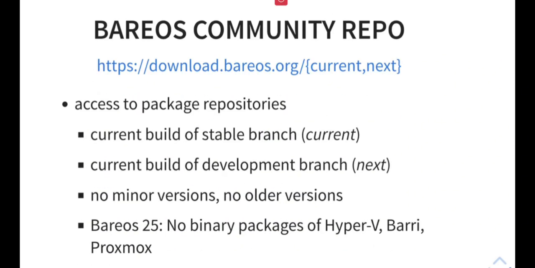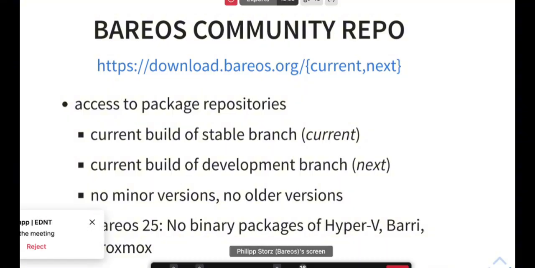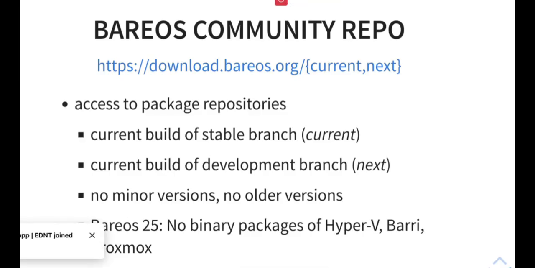The second thing we have is the Bareos community repositories that contain binaries of our software. There you can access the current build of the stable branch, which is moving whenever we have a new patch in the current version. You can also directly get access to the development branch, which is the master branch, and this is in the next subdirectory.